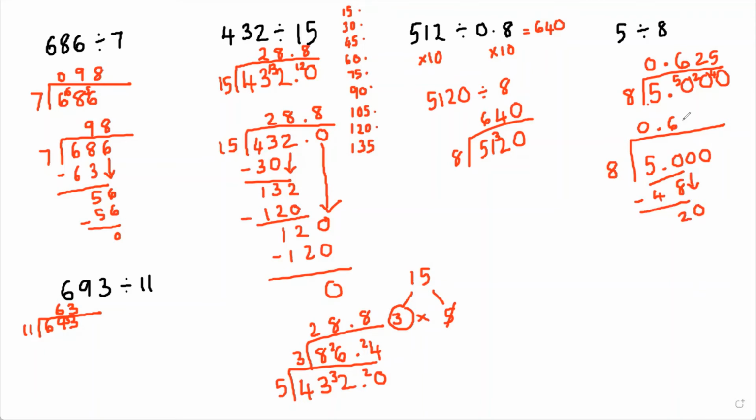8 goes into 20 2 times. 2 times 8 is 16. Take that away, that leaves us with 4. We're going to bring down the 0. 8 goes into 40 5 times. 5 times 8 is 40. Take that away, and we're left with 0. So exactly the same answer, exactly the same method. I hope you found this video useful.